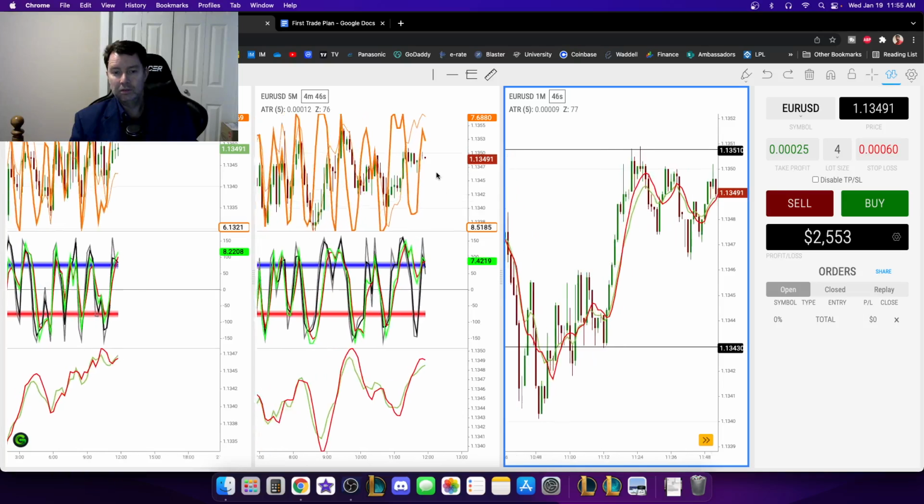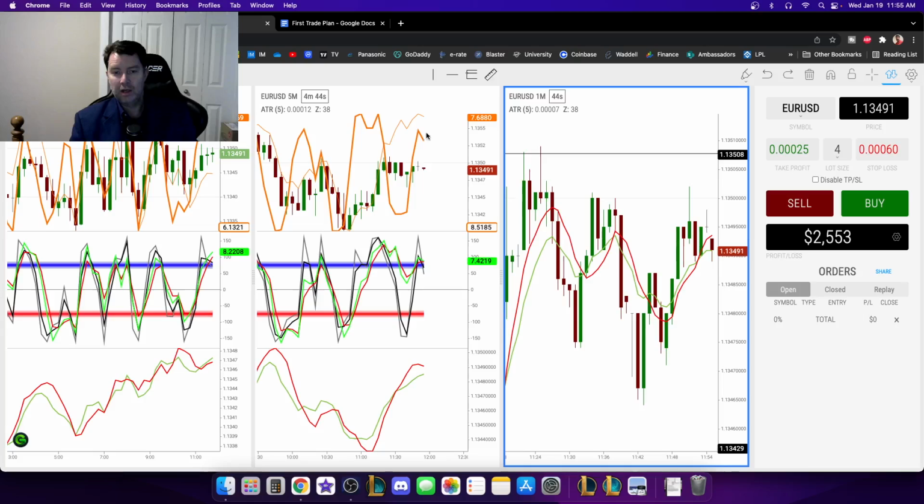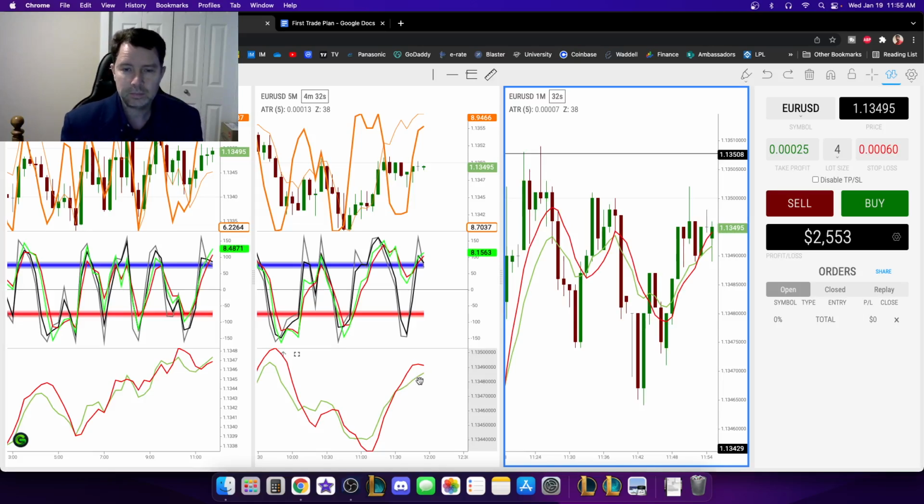Here yellow is now pointing down, or the orange. Oh, it's headed back up again. The red is on top, so that is a good sign for me. However, the green is starting to close in on this position. So I'm not quite sure if I'm ready to make a sell trade.